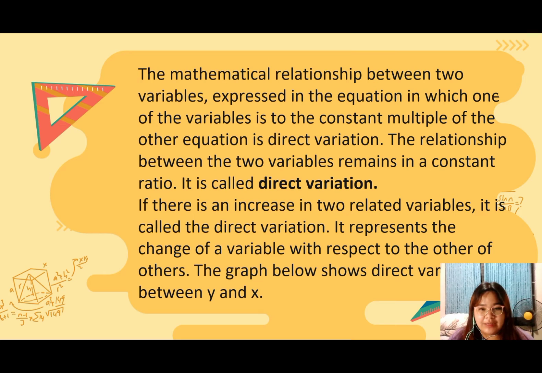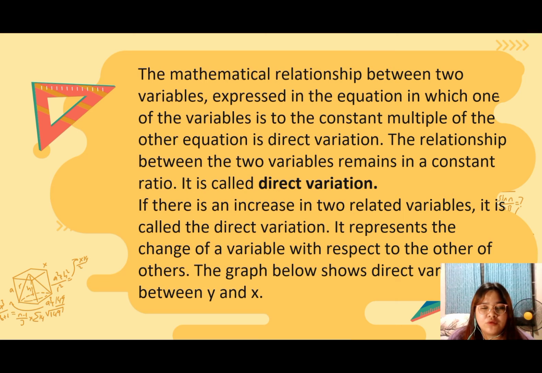A mathematical relationship between two variables expressed in an equation in which one variable is a constant multiple of the other is direct variation. The relationship between the two variables remains in a constant ratio. It is called direct variation if there is an increase in two related variables. It represents the change of a variable with respect to the other.